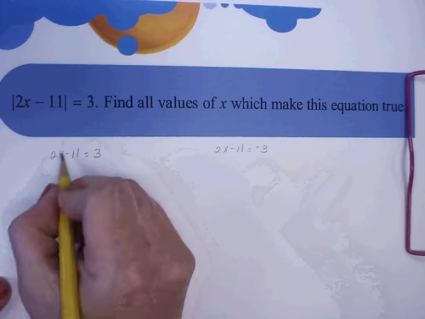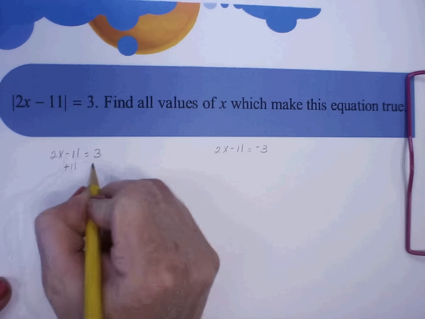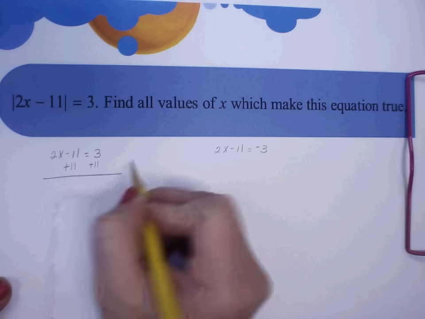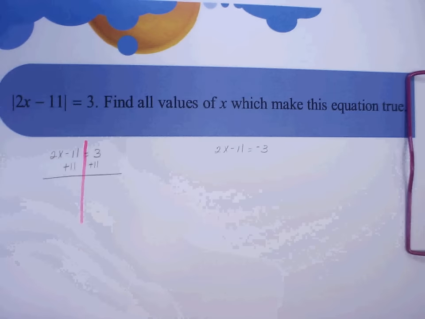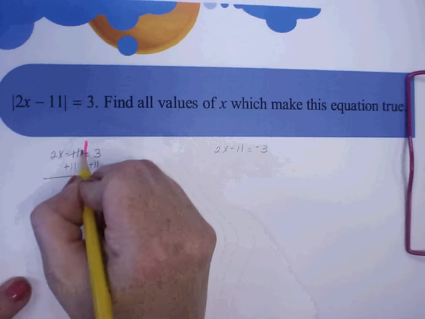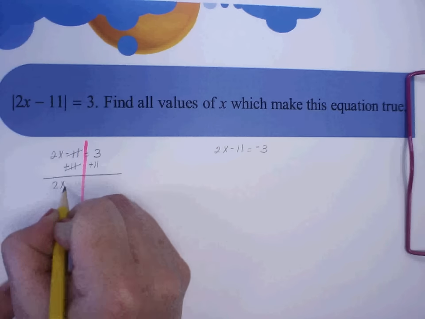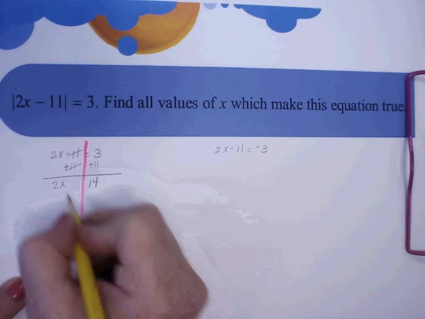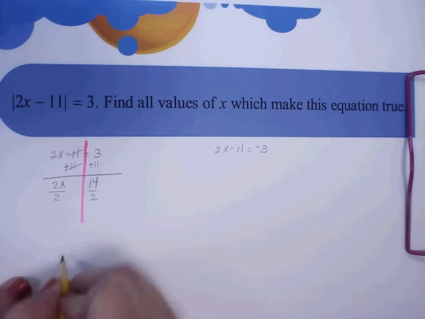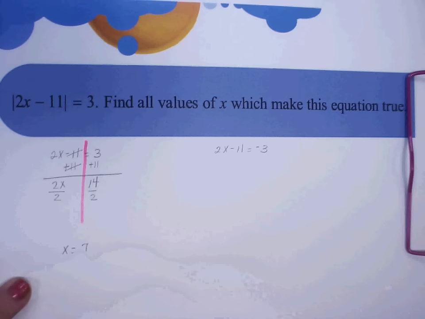So to solve this is really easy. I'm just going to add 11 to both sides. I forgot to draw my line. So that would be 0. And then I get that 2x equals 3 plus 11, which is 14. Then I'm going to divide by 2. And I get that x equals 7.